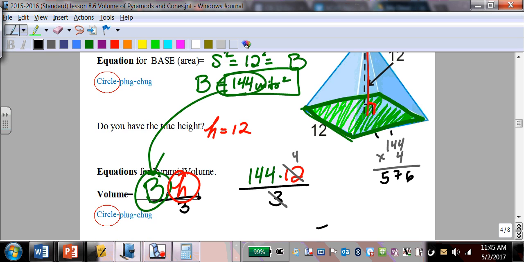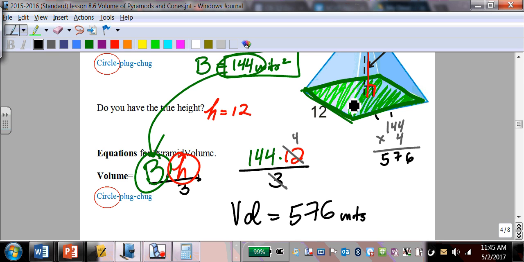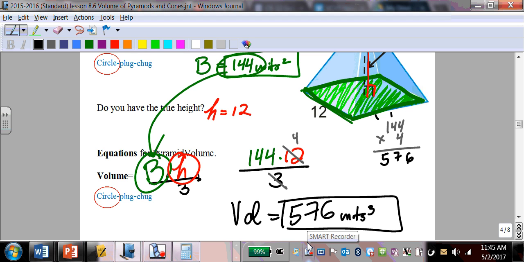Try it again. Good long hand. What do you get for the volume, folks? So we write volume equals 576. You check for units. No units there, so we call it cubed. Why? It's 3 dimensions. Box it. Okay, fabulous.